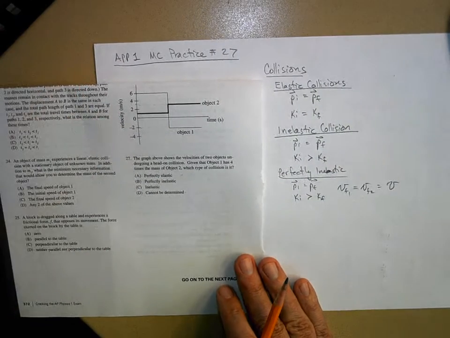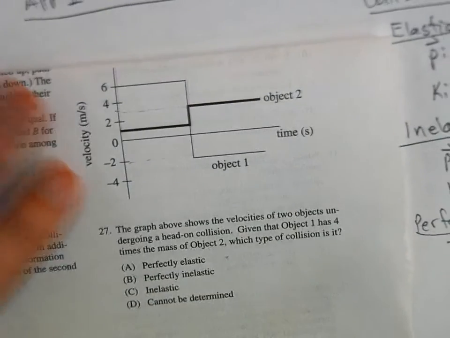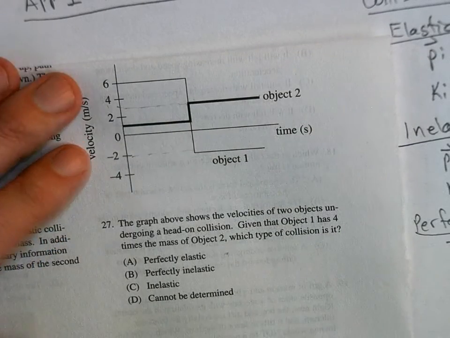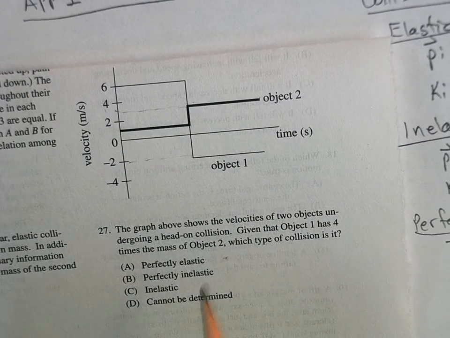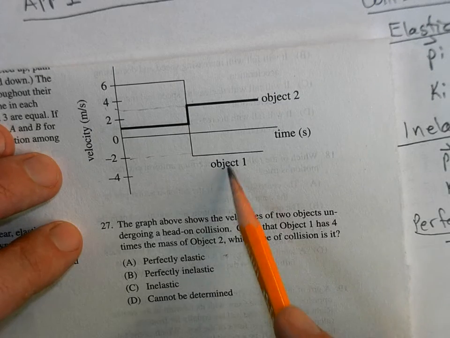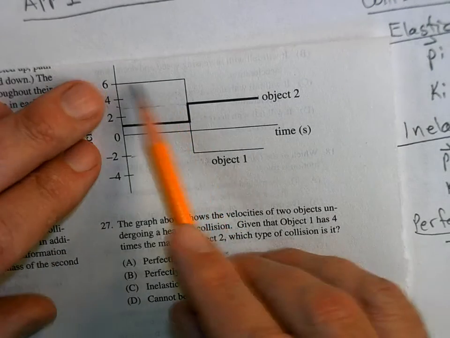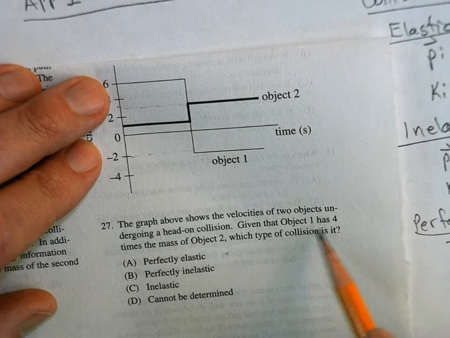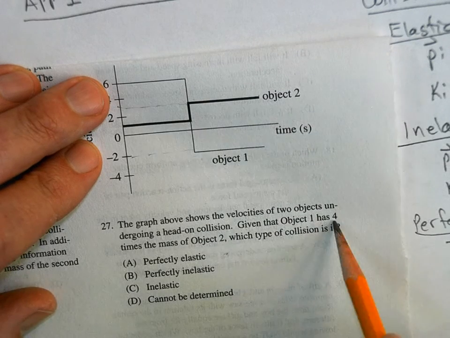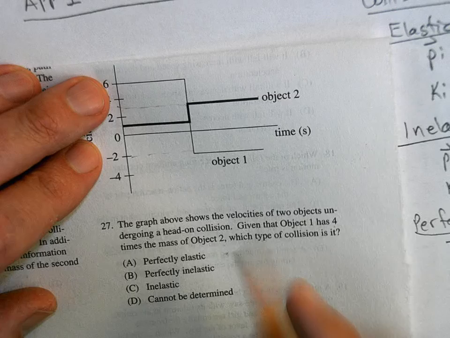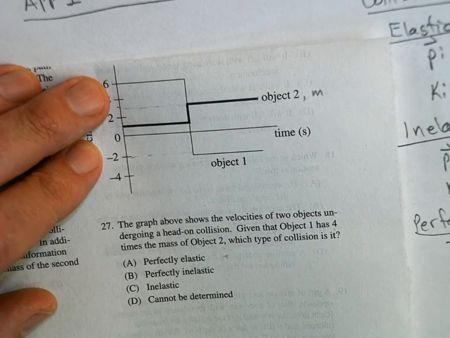Let me zoom in here. You can see it better. Now I'm going to actually write on this. So let's figure out, let's see the objects. Here's object 1. And let's see what its kinetic energy is here. Object 1 has 4 times the mass of object 2. So object 2, I'm going to give it a mass of m.